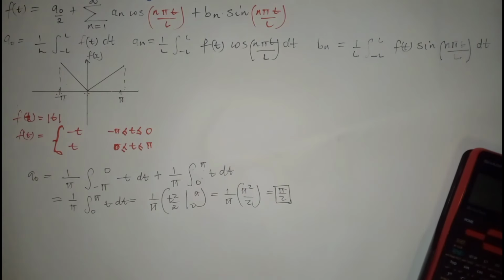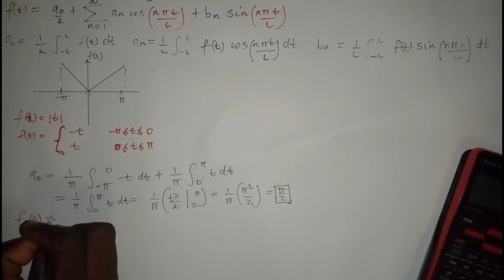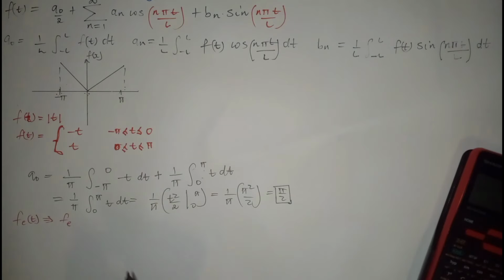Okay, so now before I move to an and bn, I've mentioned that we're going to talk about odd functions and even functions. So I'm going to start with the even functions. Since my function is in terms of t, I'm going to illustrate using t. So if we say f of t is even, what does that mean? I'm going to write even here to indicate that it's an even function.